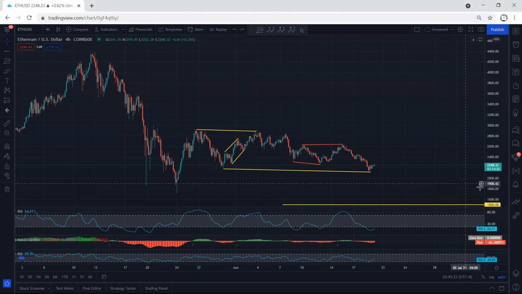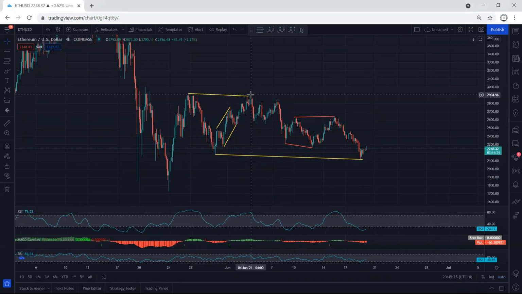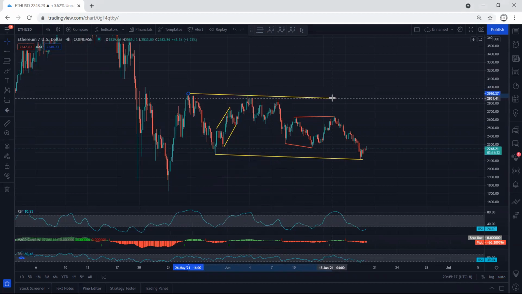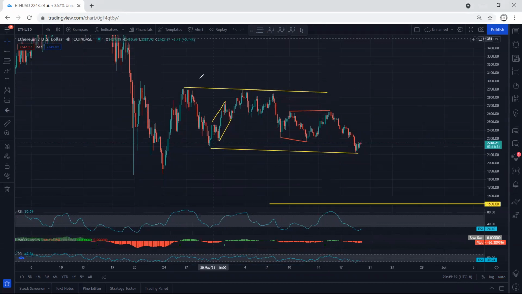I put my line here, and we can even extend this one. Then what I can say is that we have a three-wave internal structure and three waves into a flat. And the last, which is the third wave, is the extension wave with an internal flat as well. We even had the internal flat here, since this one is the extending wave.